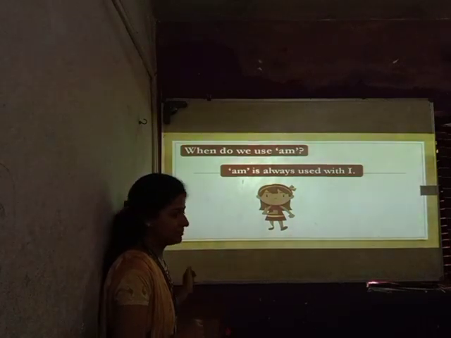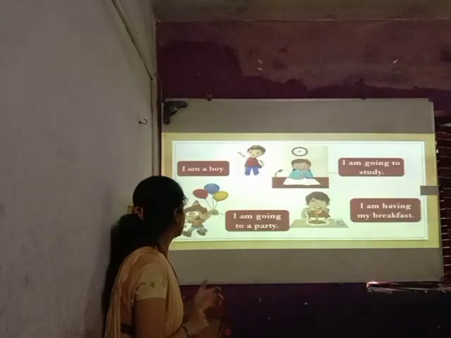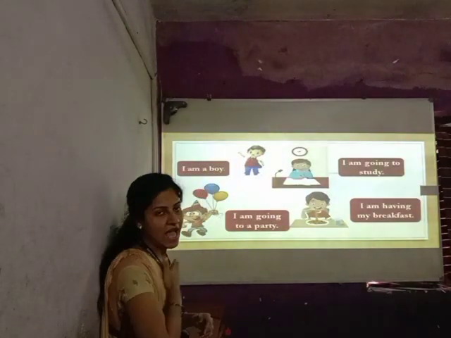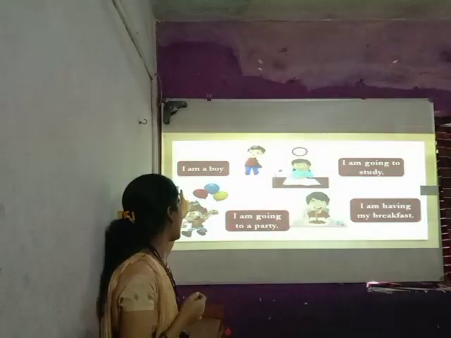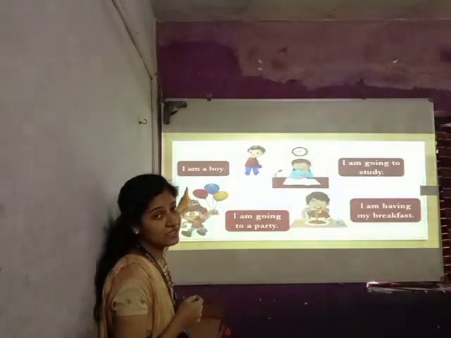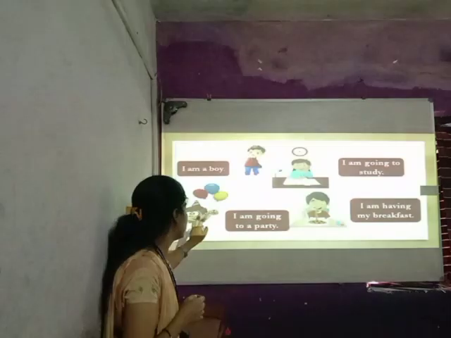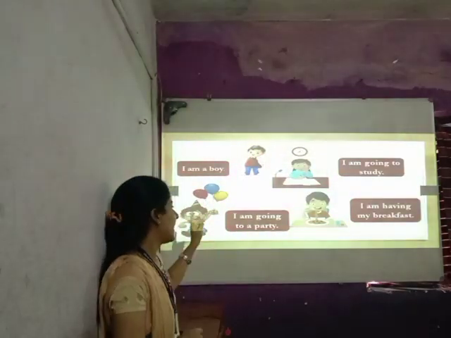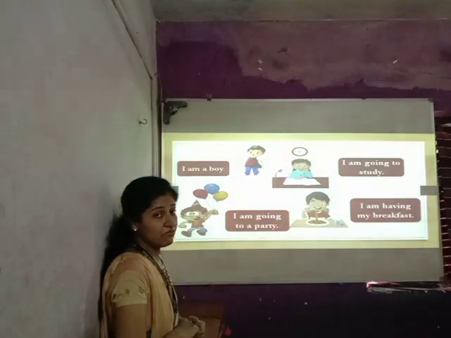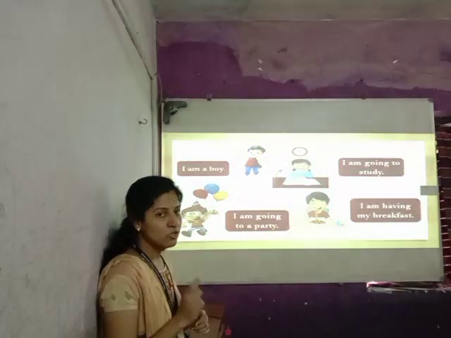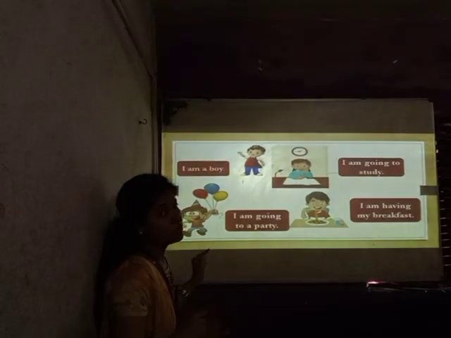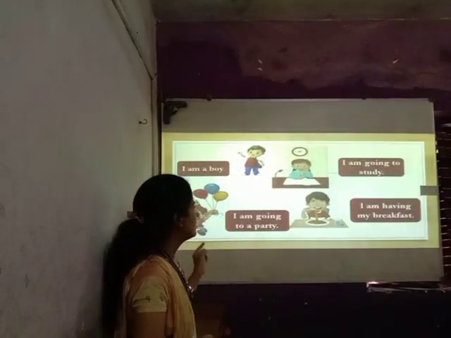Let's see. I am a boy. It tells about me. I am a boy. So see, you must write I in a capital letter. Now see, I am going to a party. We also use am with the singular naming words. Okay, and am is always used with I.